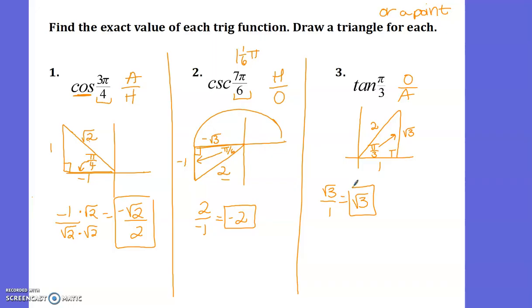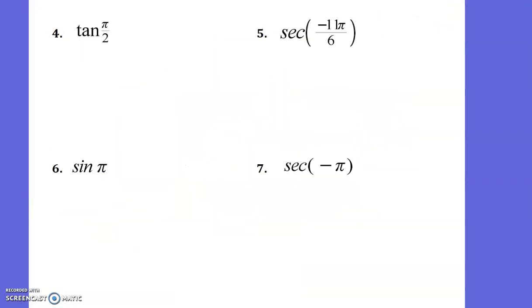Okay, let's keep going with some more examples. For number 4, tan of pi over 2. This is a quadrantal angle. This will fall right here. And that ordered pair is 0, 1.